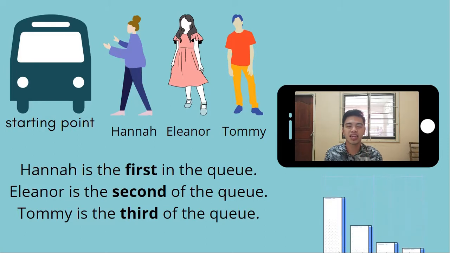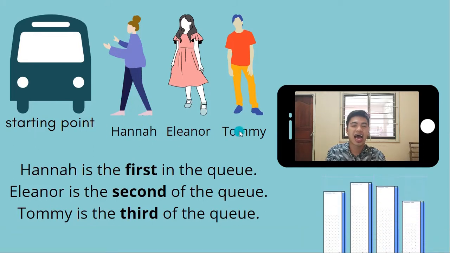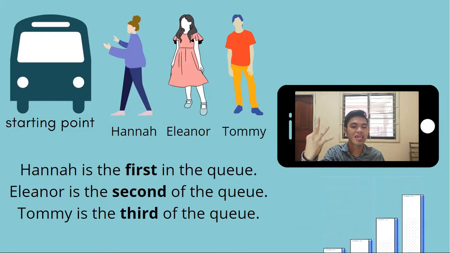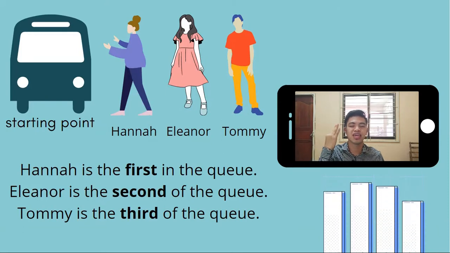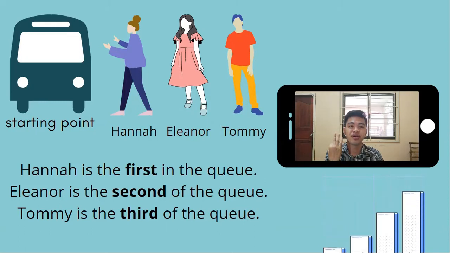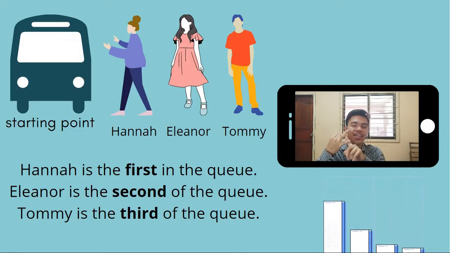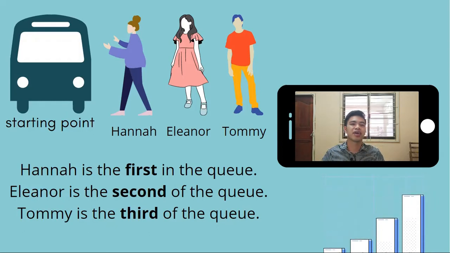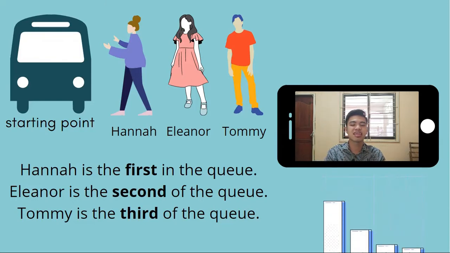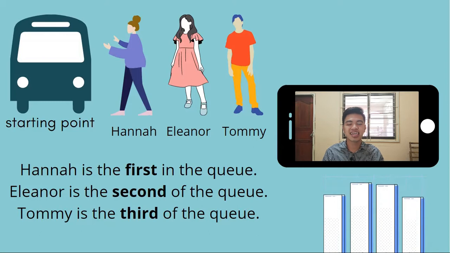So let's go to number three. As we can see in the line, there are three kids, okay? Hannah and then Eleanor and next is Tommy. So Tommy is in the number 3. That means that Tommy is the third in the queue. Say third. Third. Okay, so we have first, second, third. Okay, we have the starting point, the bus, Hannah as the first, Eleanor as the second, and Tommy as the third. Did you understand, kids?